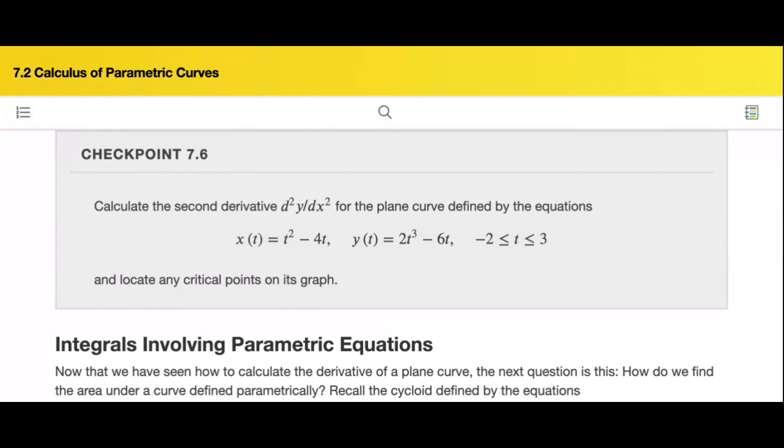Go on. You need to find the points. Locate any point. So you have the set. What do you have? 3t squared minus 12t plus... Oh, second derivative. You shouldn't have x in it. You should not have x in it.